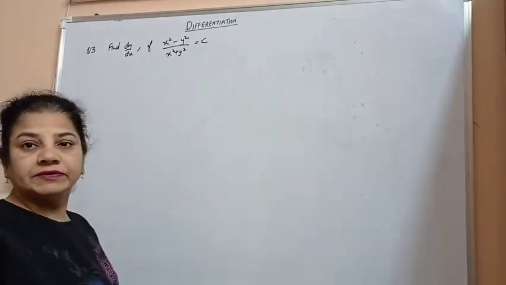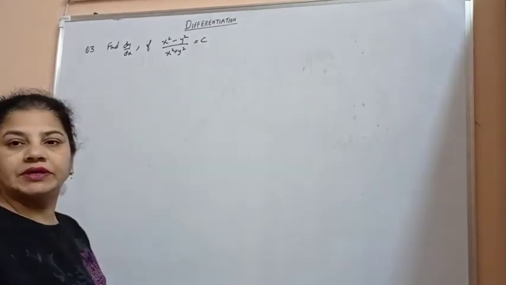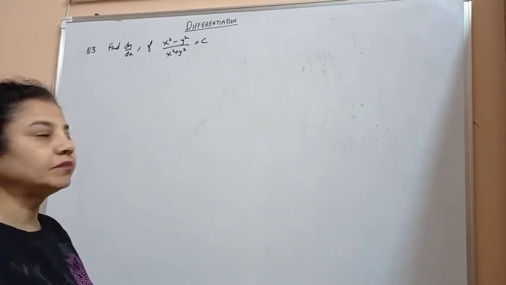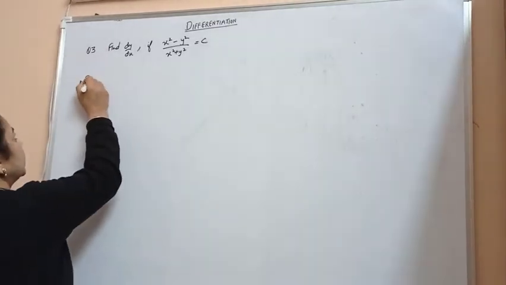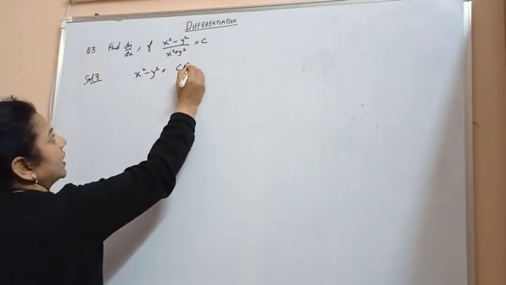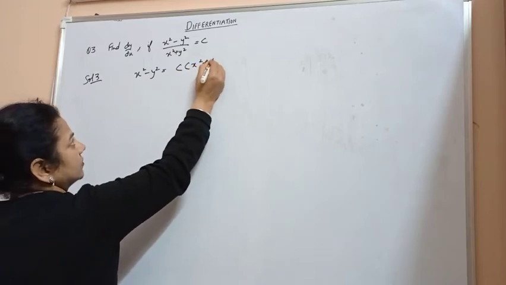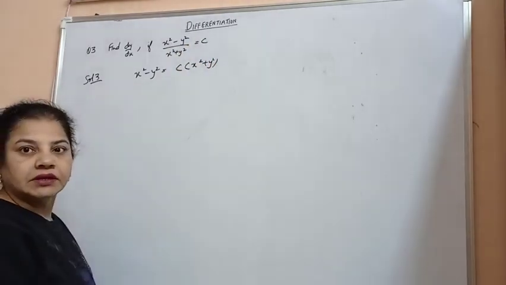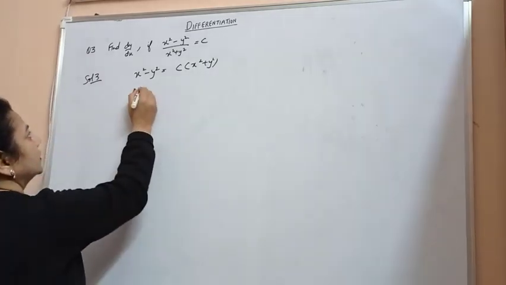Find the derivative of the function x square minus y square upon x square plus y square equal to c. Again we differentiate both sides. Before differentiating, first of all we rewrite the given equation as x square minus y square is equal to c times x square plus y square. I just cross multiply it. Now I will differentiate both sides with respect to x.